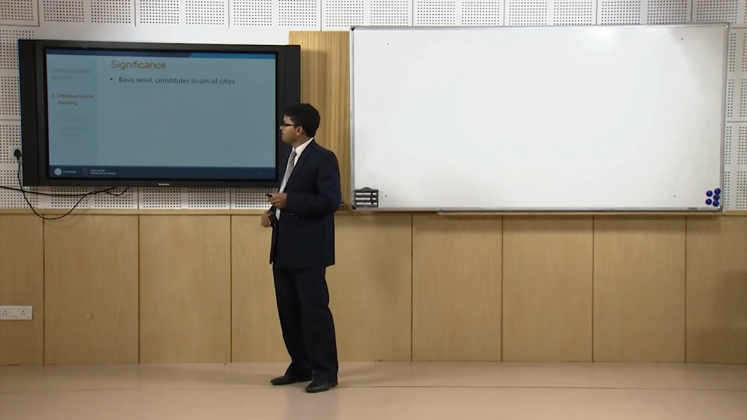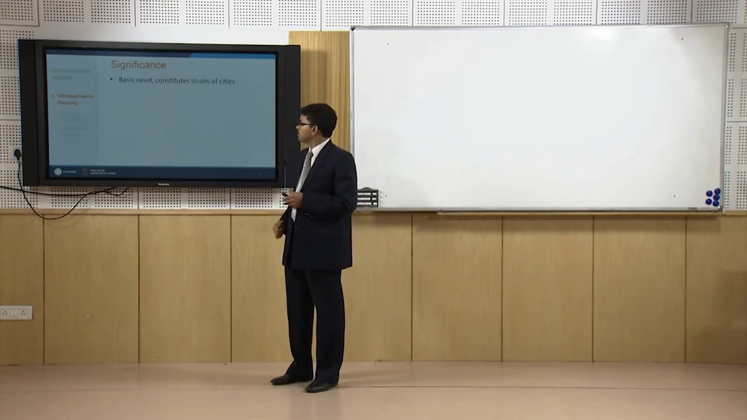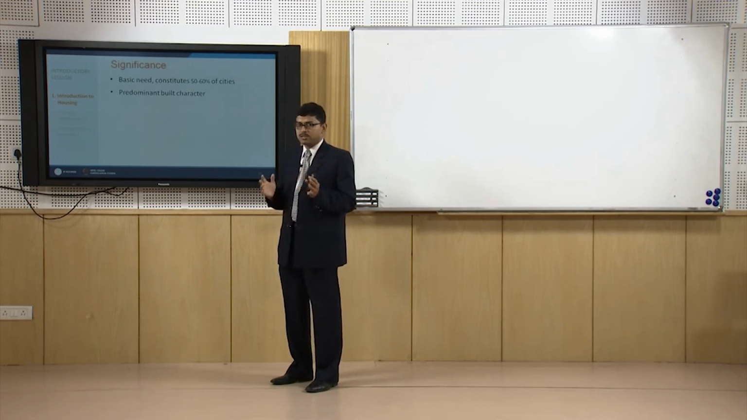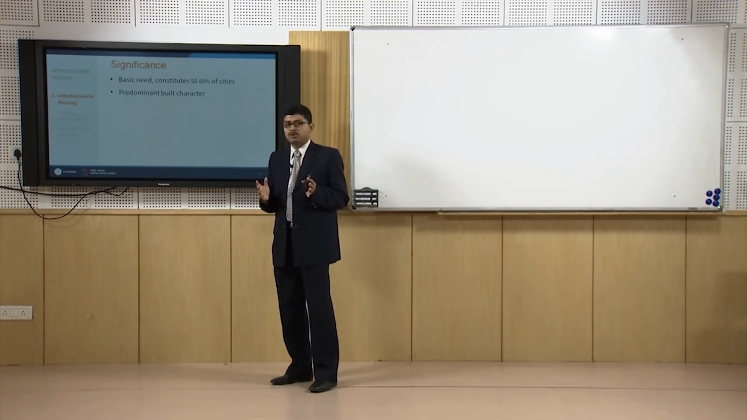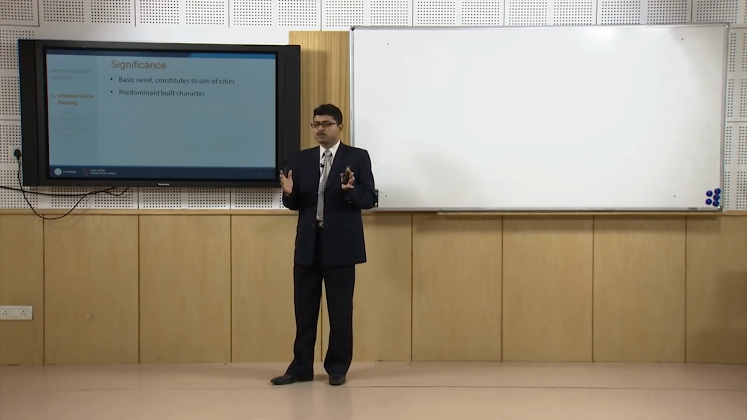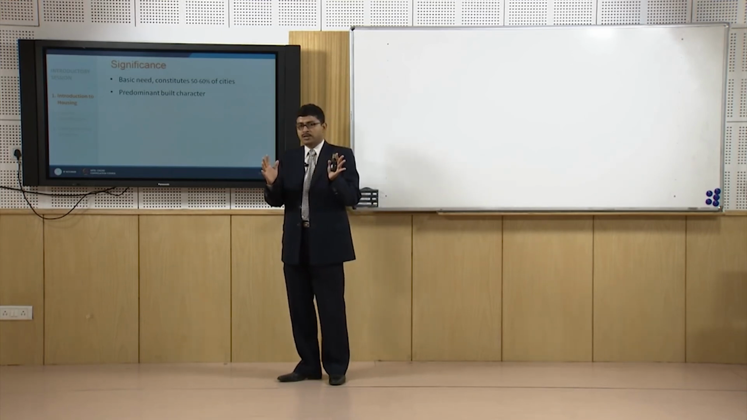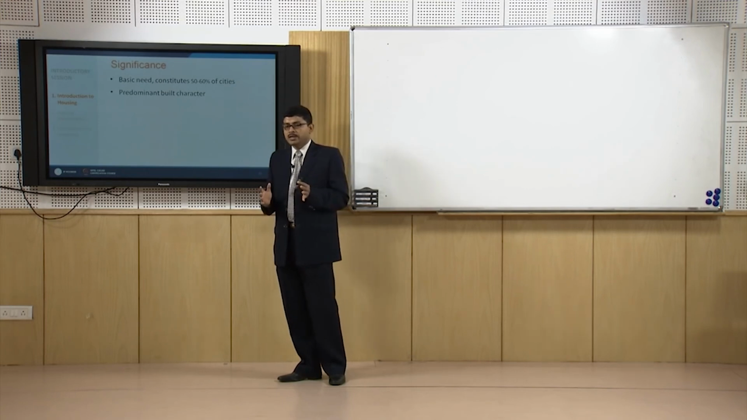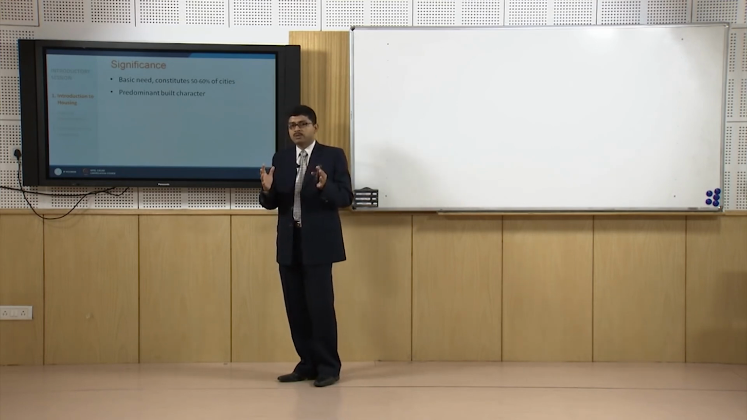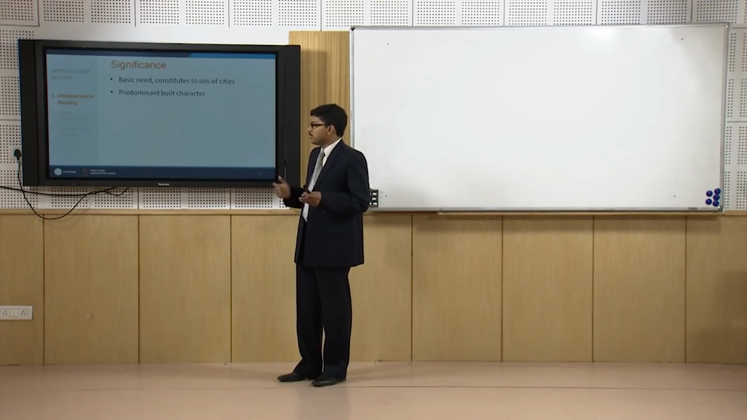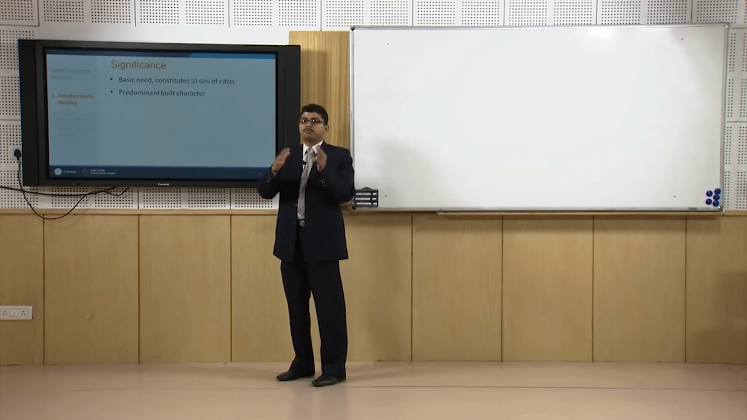So what is the significance of this relation between the house and human need? It is a basic need. Housing is a basic need. In all cities you will find that mostly 50 to 60% of the city is covered by housing. So think about this gigantism, its volume, its quantity, it is not very small. That is why it is very gigantic. As a result, it makes the predominant built character.